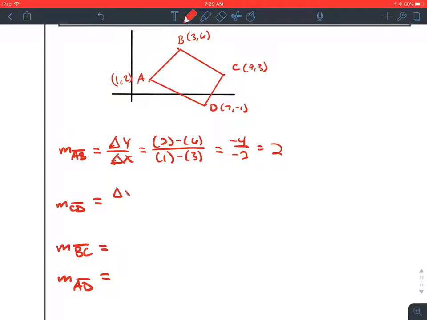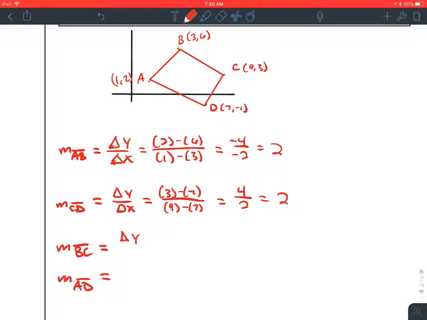Let's see what happens. Slope formula, change in y over change in x. Y values for C and D are 3 and negative 1. X values for C and D are 9 and 7. 3 minus a negative 1 is like 3 plus 1. 9 minus 7 is 2. That reduces to 2. So far, we know we have one pair of opposite sides that are parallel.